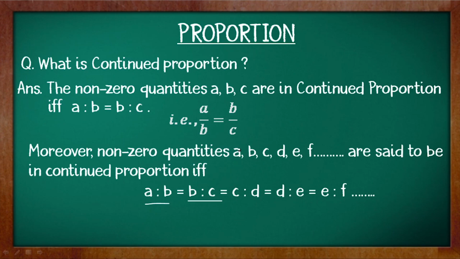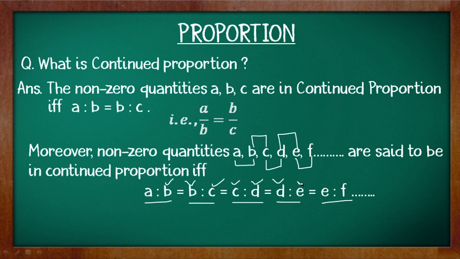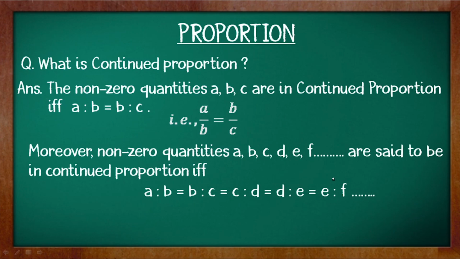So here also we see that we are repeating the terms. Here we have a is to b, b is to c, c is to d, d is to e, e is to f. So there will be a term that is being repeated: b, b, c, c, d, d, e, e. So this is what happens in continued proportion, but that was not the case in proportion.